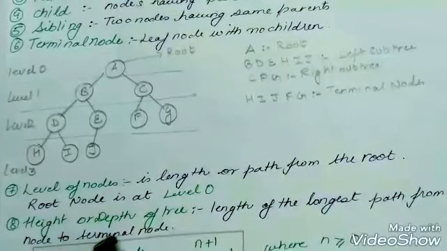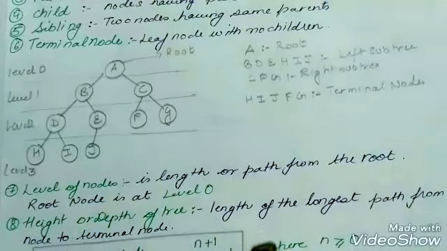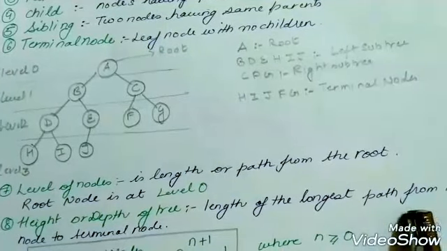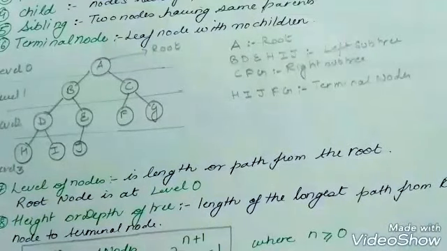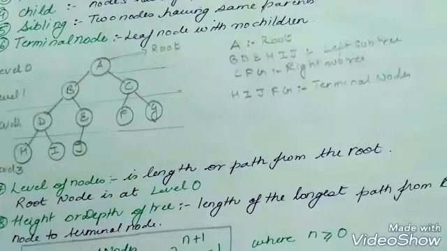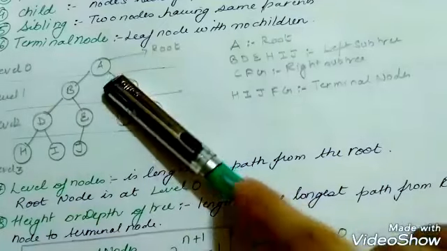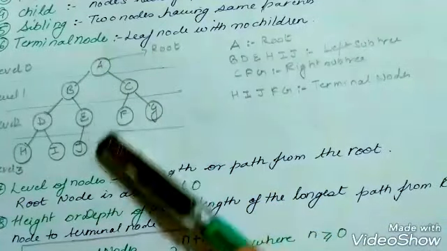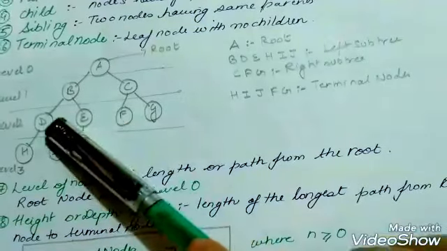Then the height or depth of a tree. What do we mean by the height or depth of a tree? It is the length of the longest path from the root node to a terminal node. So height or depth is the length of the longest path. We will choose the longest path, like A, B, E, J. This is the longest path, or A, B, D, H.